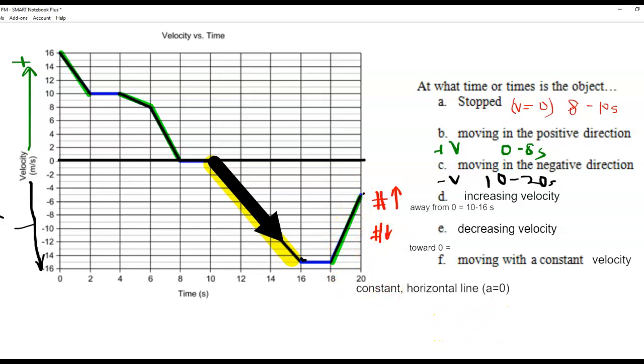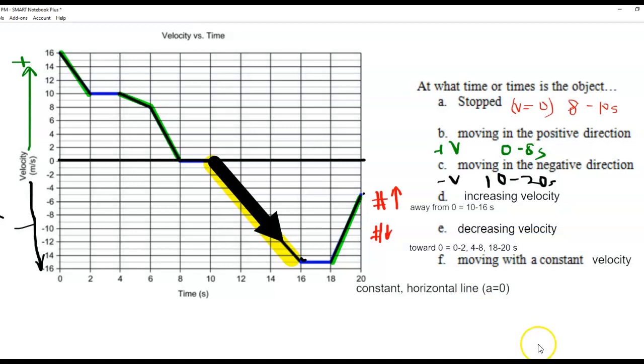So to write those out, good. It looks like 0 to 2. I would say the next time is 4 to 6 and then 6 to 8, so I'm just going to say 4 to 8 for that whole section, even though it's 2 different slopes. Then the last one is 18 to 20 seconds, and these are all second intervals. So that is that one.